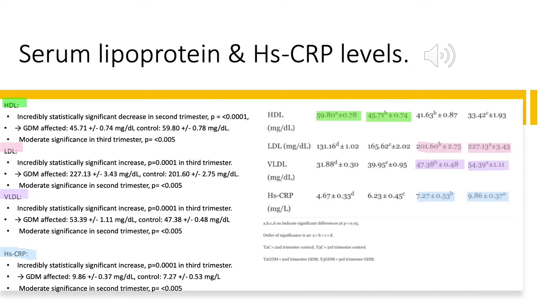The level of hs-CRP increased to 9.86 plus or minus 0.37 milligrams per deciliter for the GDM affected group and 7.27 plus or minus 0.53 milligrams per liter for the control, which was deemed to also be incredibly statistically significant.